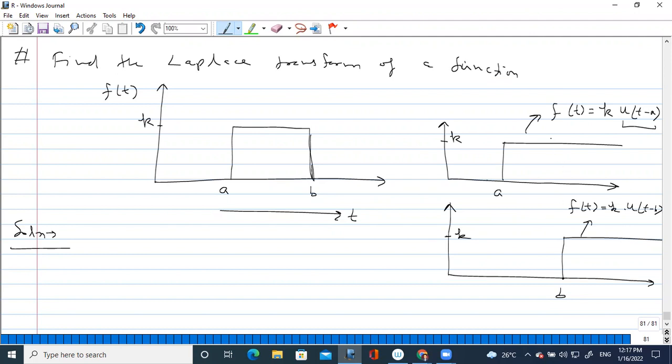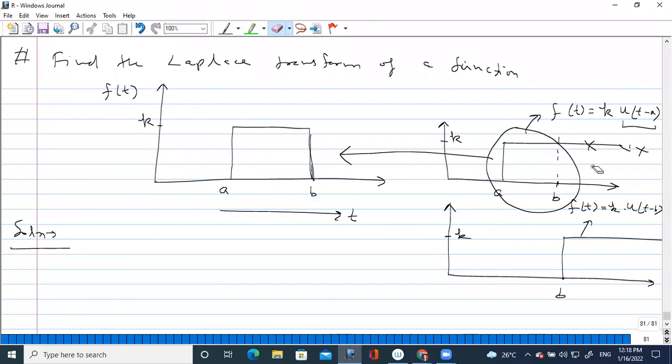Now tell me, if I subtract from k u t minus a this function, this point is b. So if I subtract from here to here, this further portion will be cut and only this portion is left. And this is that. Understood this? Yes, sir.